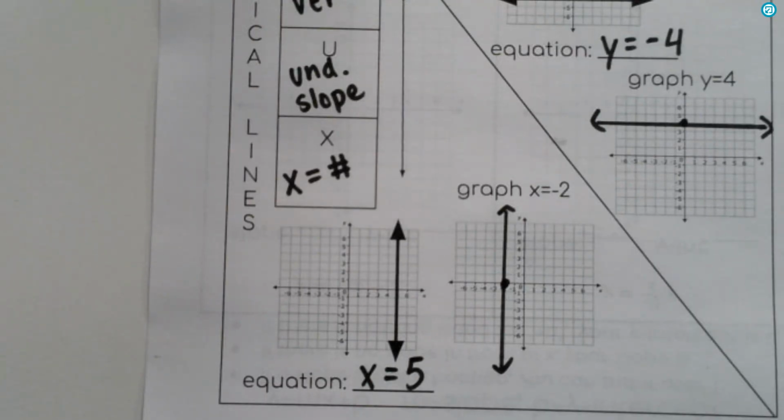And then we have that acronym, the HOIVUX, so you can remember which one's which, because the only difference is the y equals and the x equals, so that makes it hard to remember. So just ask yourself as you're doing your assignment, is it HOI or is it VUX? Horizontal is y equals, vertical is x equals. Okay, any questions about this side?